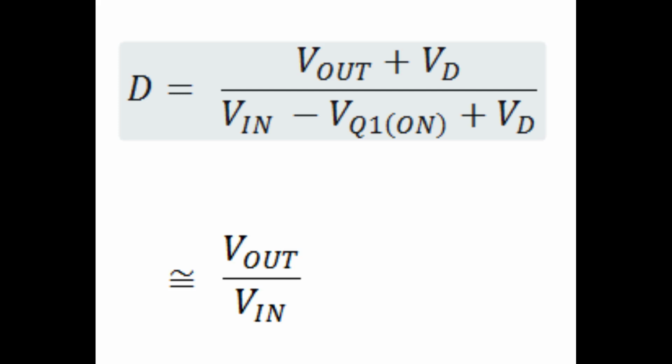But here we can ignore these. V diode will be in the order of 1 to 2 volt, and VQ1 also will be in the order of 1 to 2 volt. So it's approximately equal to V out by V in. So D is in our control. The pulse applied to the IGBT determines the D, and by controlling the D we can control the output voltage.